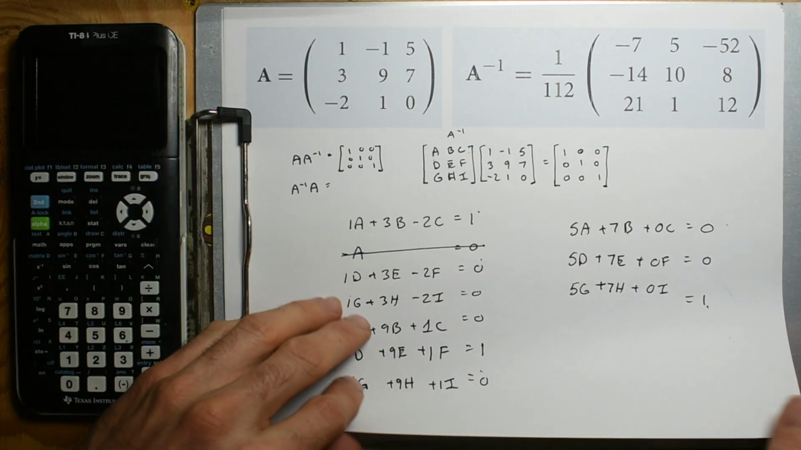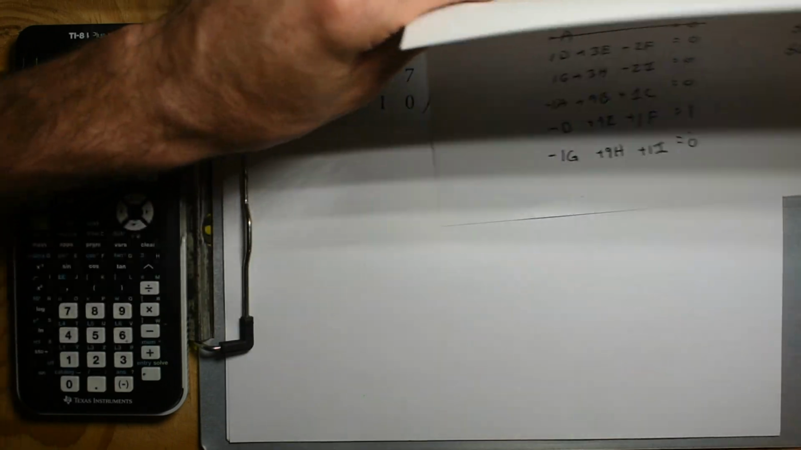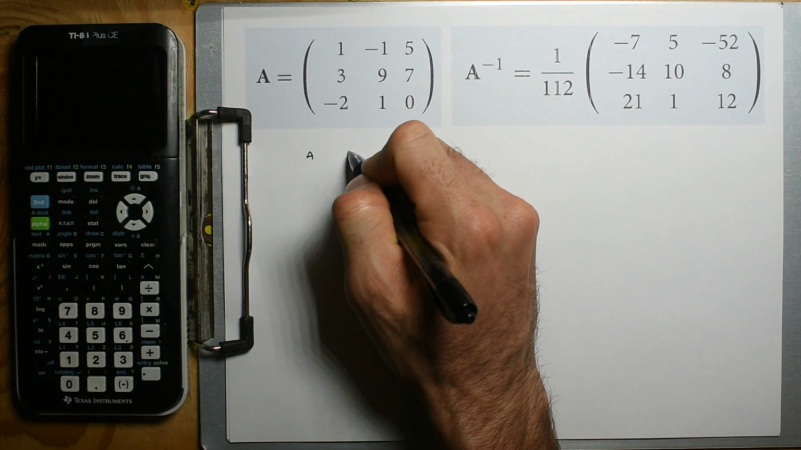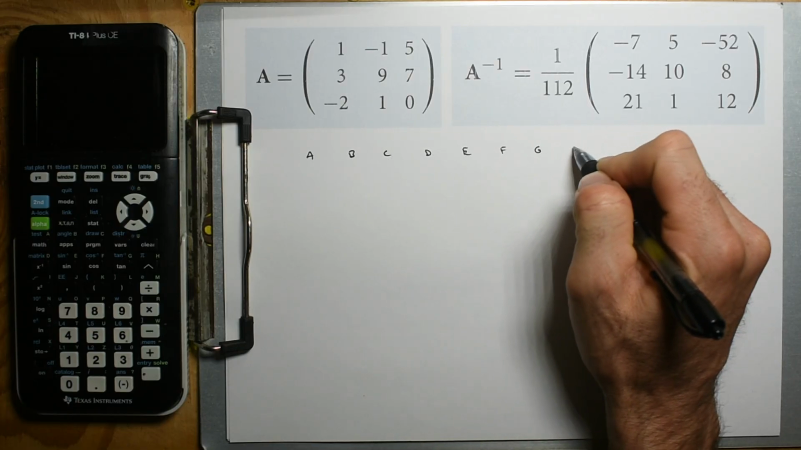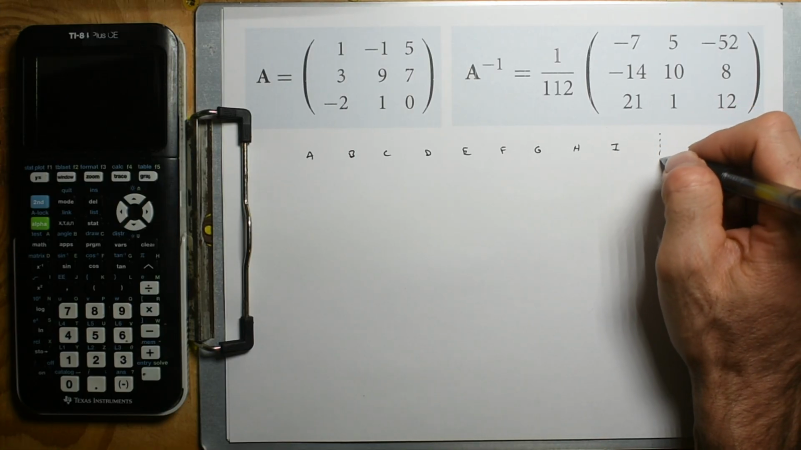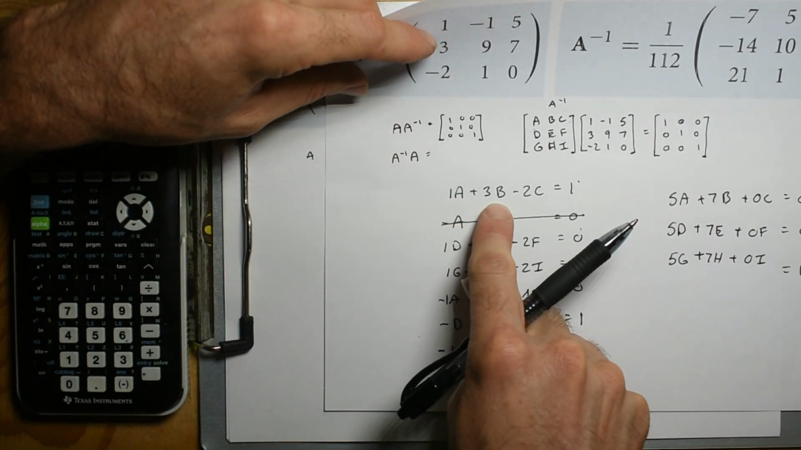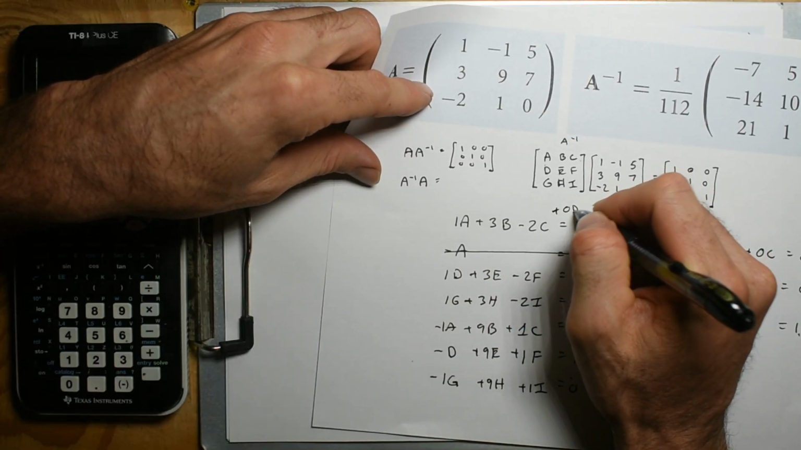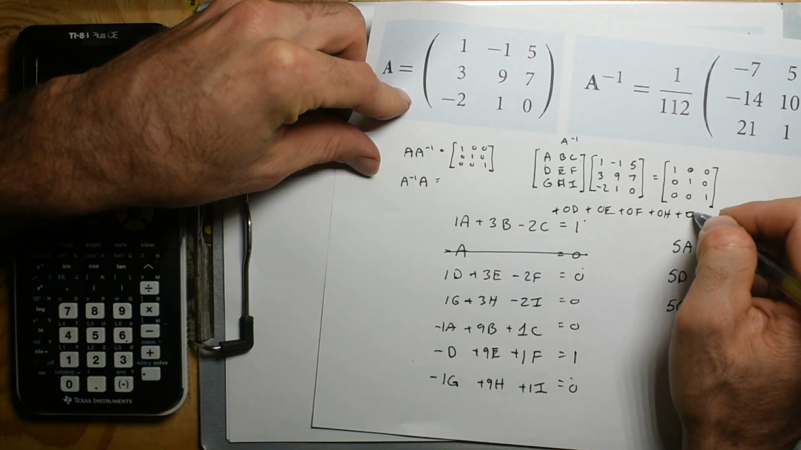And then what we're going to do is set this up using Gaussian elimination. I'm going to say A, B, C, D, E, F, G, H, and then we have I. And then we need 9 equations. So the first equation is 1A plus 3B minus 2C is equal to 1. Well, you got to know that this is also plus 0D plus 0E plus 0F plus 0H plus 0I.